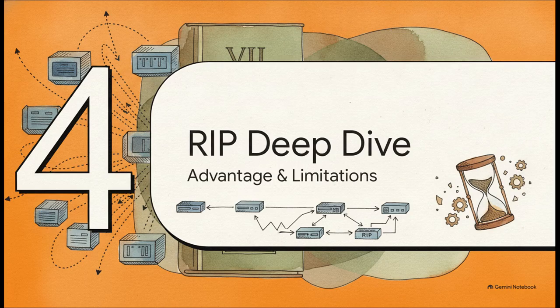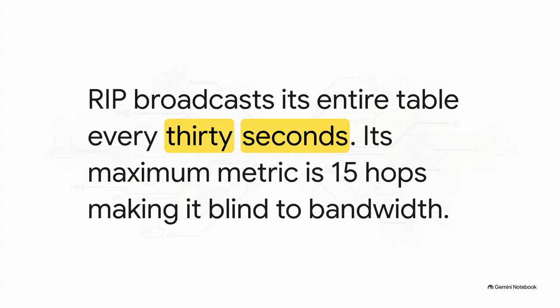Section 4, RIP deep dive, advantages and limitations. So let's be real for a second and acknowledge RIP's pretty severe limitations. It broadcasts its entire routing table every 30 seconds. That is a massive waste of bandwidth.